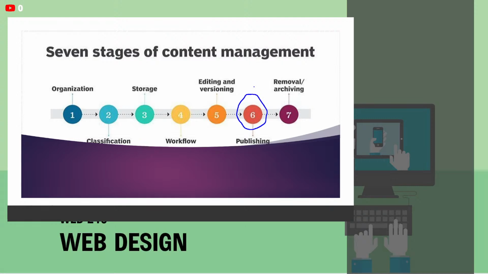We're getting things together, we're classifying it, we're storing it, we're working with it, we're editing it and versioning it, and we're publishing it. So we can see here that there's a lot of thought that should be going into content that's going onto a website before it goes onto the website.